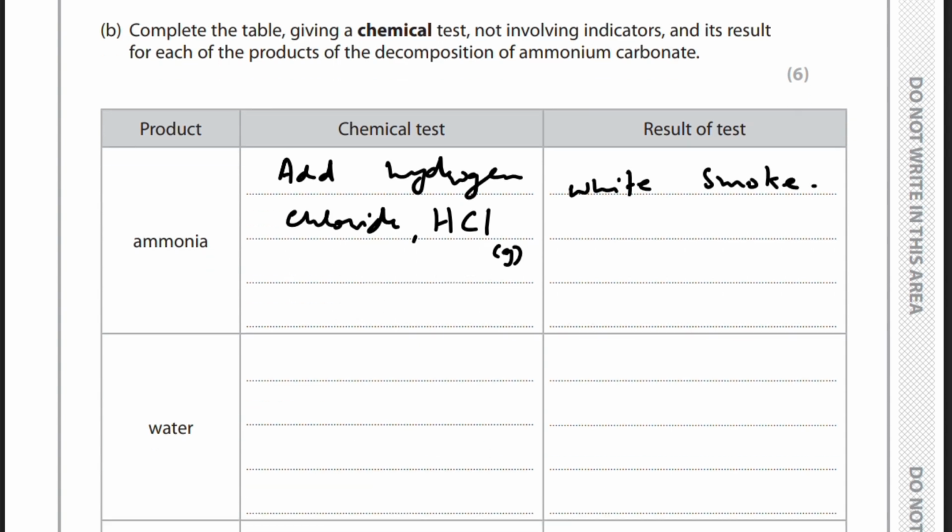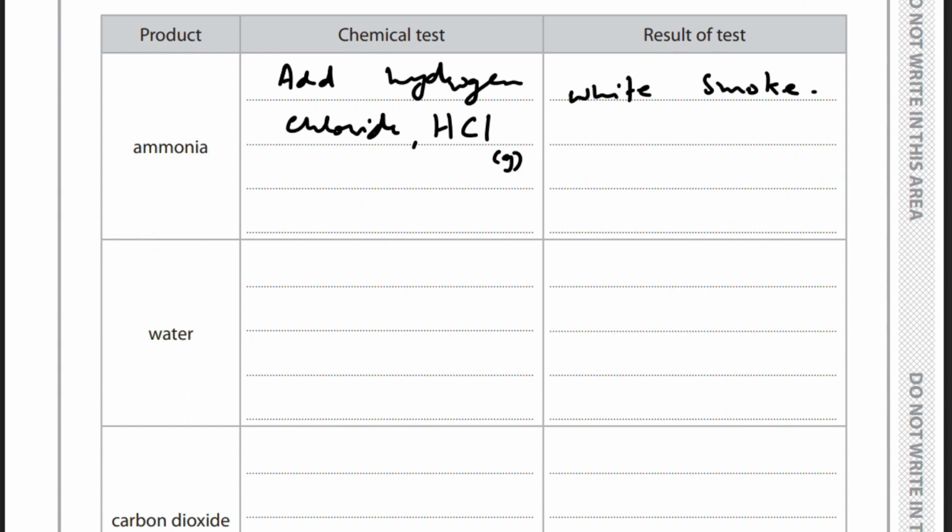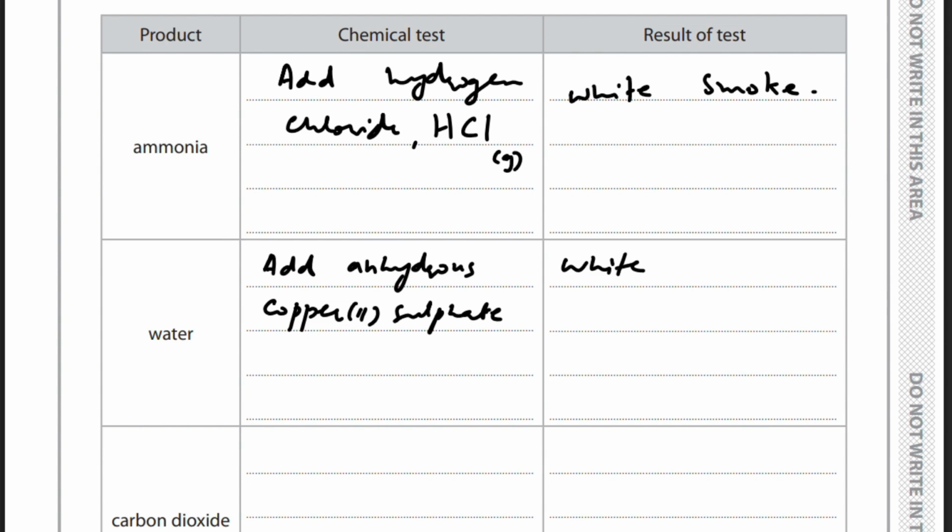For water, we can use anhydrous copper 2 sulfate. You know, the color of anhydrous copper 2 sulfate is white. And when water is added, what will happen? It becomes copper sulfate crystals and it becomes blue in color.